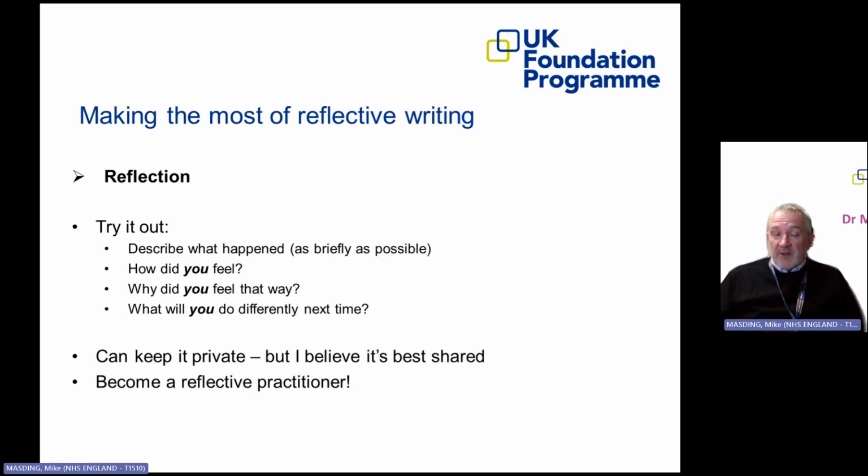So the most important thing, like most things in medicine, or indeed most things in life, is try it out and keep practicing. And if you want to keep it really simple, then just answer these 4 questions. Describe what happened, but as briefly as possible. Don't want 3 or 4 paragraphs. It's really just as briefly as possible, to give a bit of context about why you feel that way. And then the next 3 questions about you. How did you feel and why did you feel that way? And most importantly, what will you do differently next time, if anything? What have you learned from this?